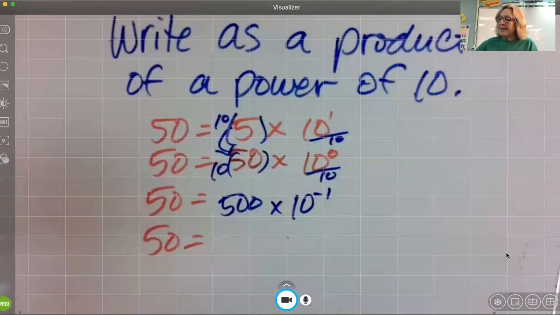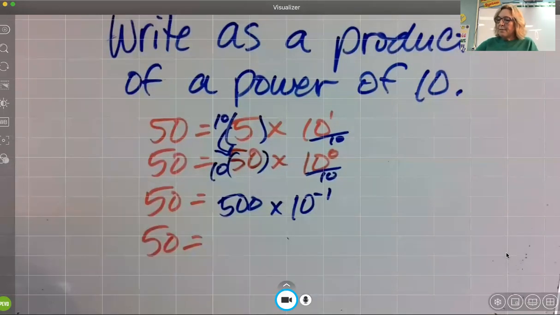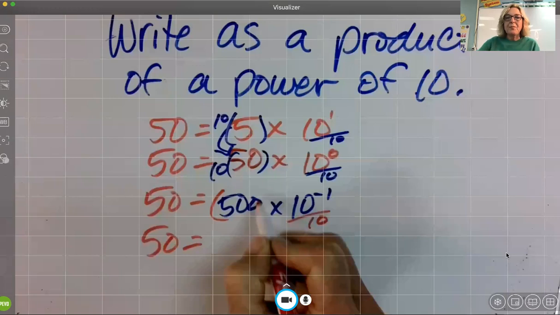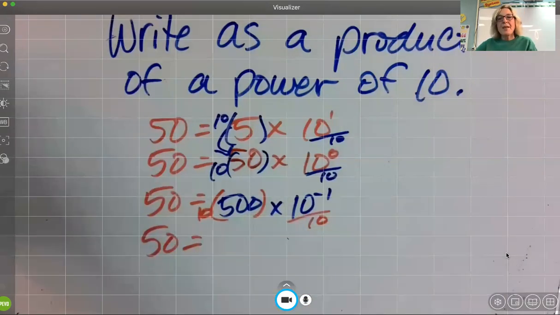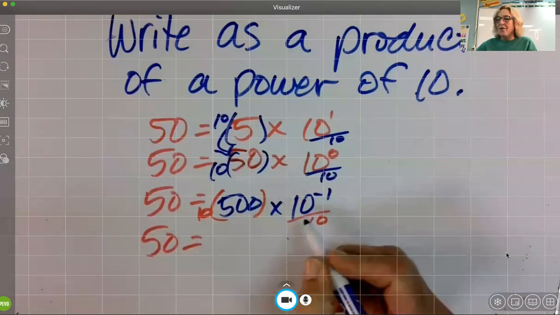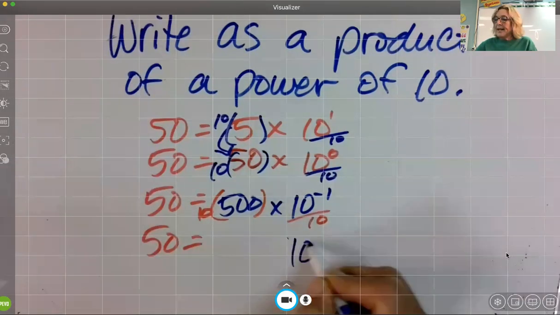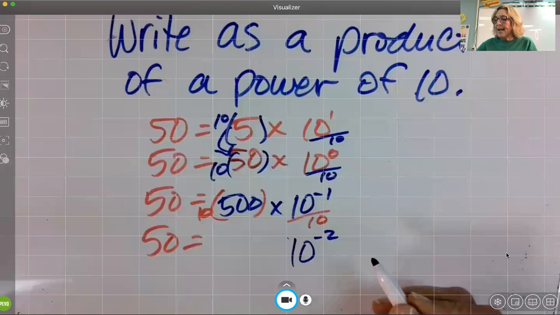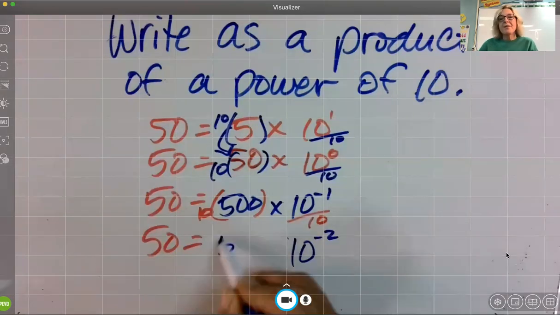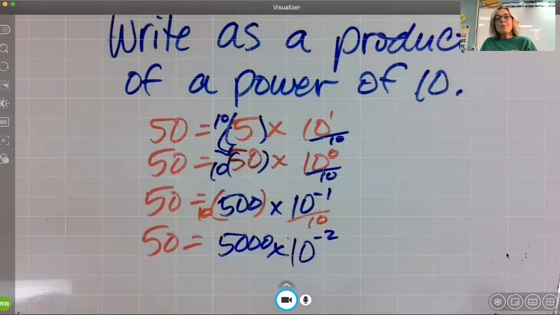Let's do it again. Divide by 10, multiply by 10. 10 to the negative first divided by 10, we're going to take another exponent away, so that would be 10 to the negative 2 power, and then 500 times 10 is 5,000. So now we have 4 different multiplication problems that give us the same product of 50.